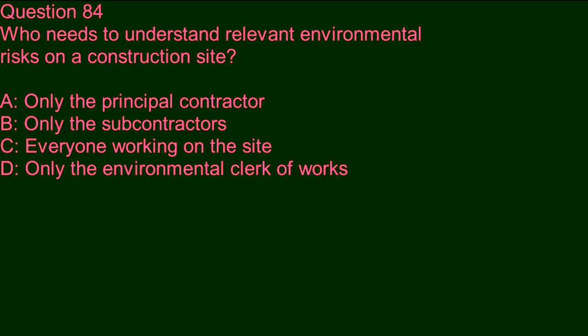Question 84. Who needs to understand relevant environmental risks on a construction site? A. Only the principal contractor. B. Only the subcontractors. C. Everyone working on the site. D. Only the environmental clerk of works. Right answer, C. Everyone working on the site.